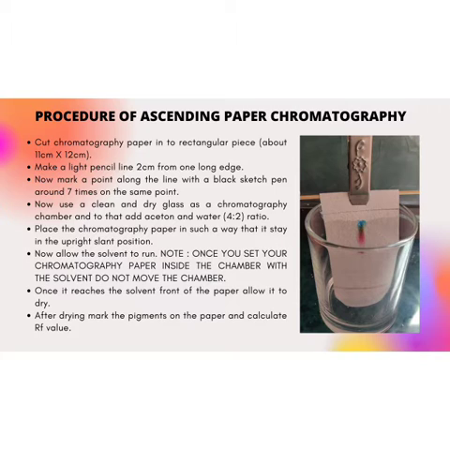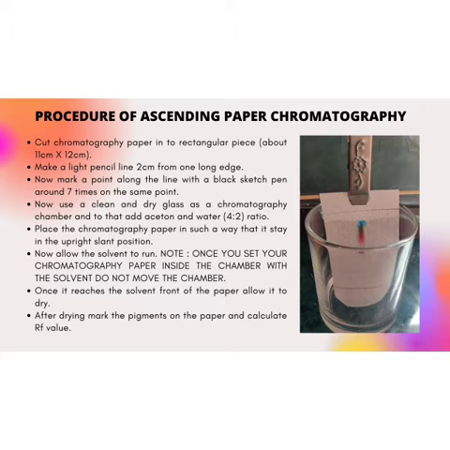Cut chromatography paper into a rectangular piece about 11 cm by 12 cm. Make a light pencil line 2 cm from one long edge. Now mark a point along the line with a black sketch pen around 7 times on the same point. Now use a clean and dry glass as a chromatography chamber, and to that add acetone and water in the ratio of 4:2. Place the chromatography paper in such a way that it stays in the upright slant position.